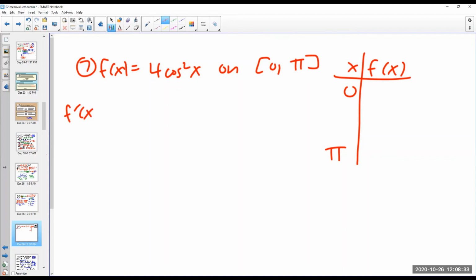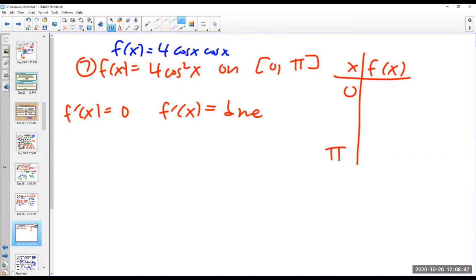Well, we're going to have to set the derivative equal to 0, and we're going to have to set the derivative equal to DNE. What is the derivative here? Now, you tell me what you want to do. You can either do product rule if you rewrite it like this. Or if you rewrite the problem like this, no matter what, you have to rewrite the problem, and you can do a chain rule. Which would you rather do? Okay, chain rule. So that means the derivative is equal to 4 times 2, which is 8.